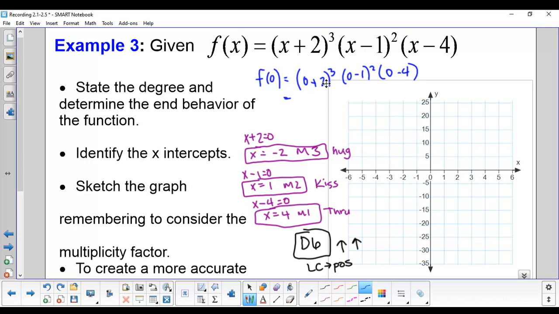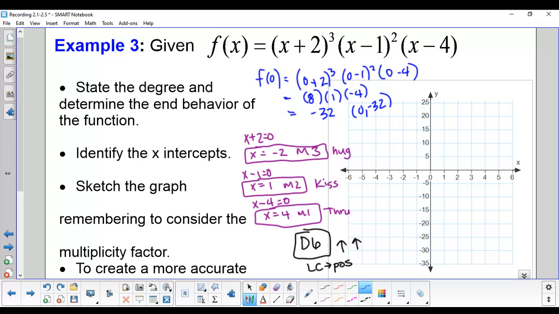So I have 2 to the 3rd power, which is 8. And I have negative 1 squared, which is 1. And I have negative 4, which is negative 4. And 8 times 1 is 8, and 8 times negative 4 is negative 32. So I also know that I have a y-intercept at (0, -32).